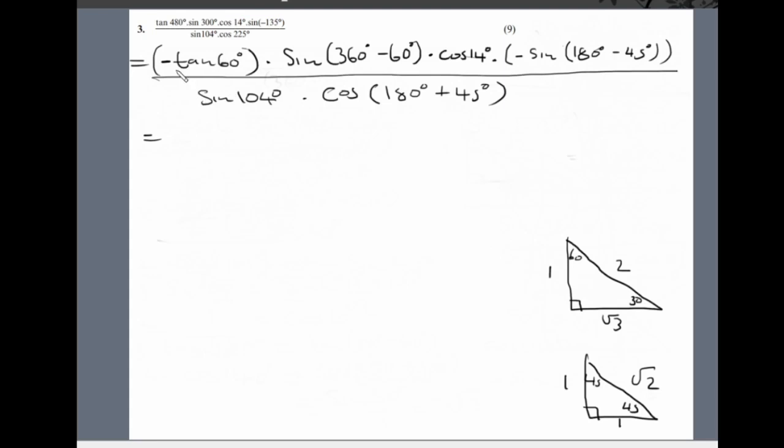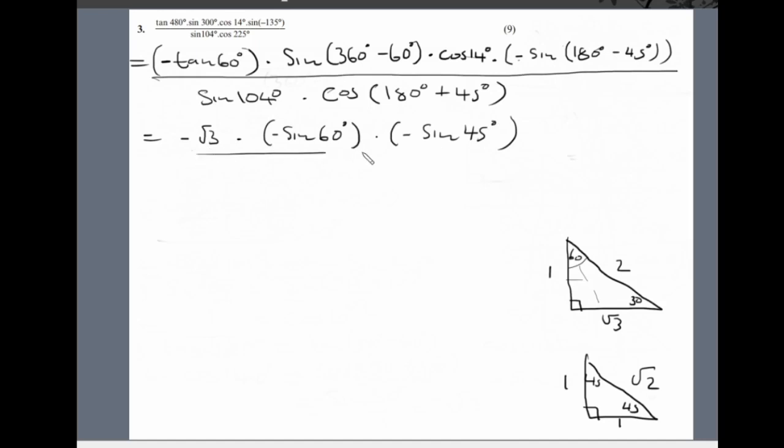Okay, so minus tan 60. If we go to our special triangle we see that tan 60 is opposite over adjacent, so we will have minus root 3. And then 360 minus 60 is in the fourth quadrant. Fourth quadrant sine is negative, so we will have minus sine 60, right? And then 180 minus 45 is in the second quadrant. Second quadrant sine is positive, but we have a negative sign in front of sine, so we will have minus sine 45, right?